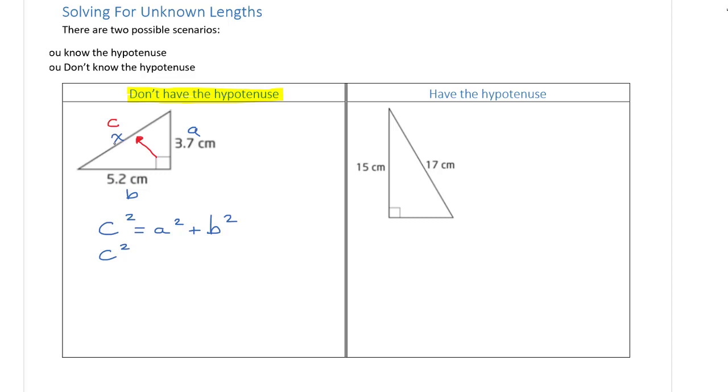Now sometimes the question might have an X or something. You want to make it an X, fine, but as long as you know where to put the numbers in the formula, okay? Because the hypotenuse side is always the side by itself. The other two smaller sides are always together on the other side.